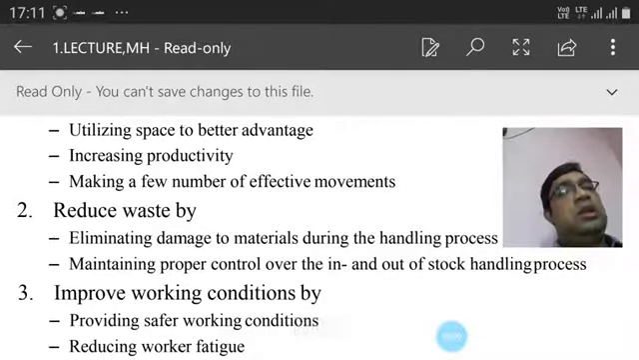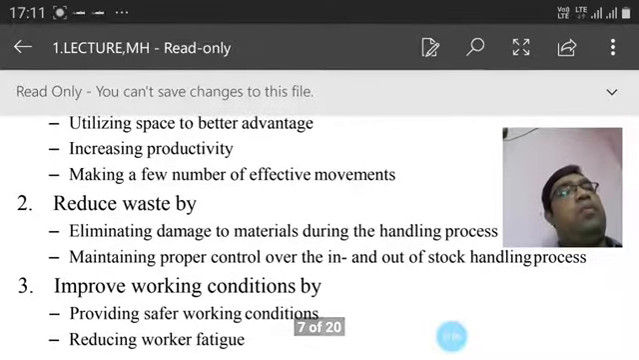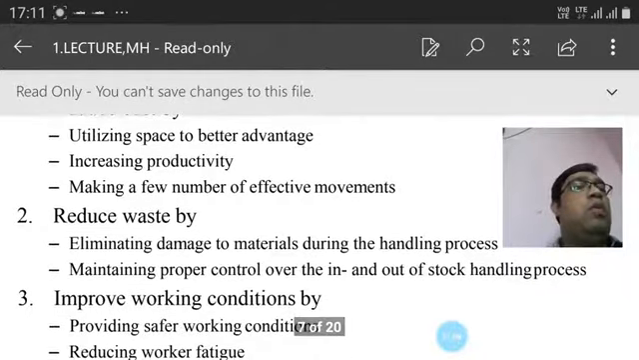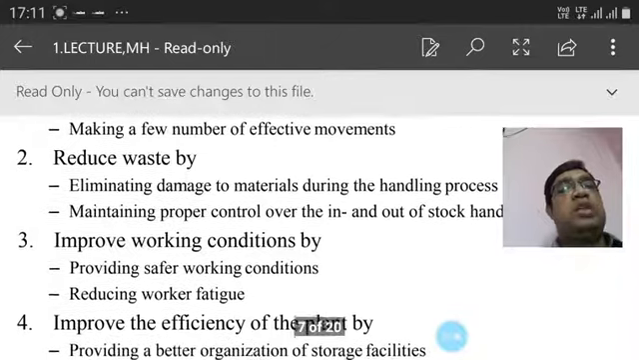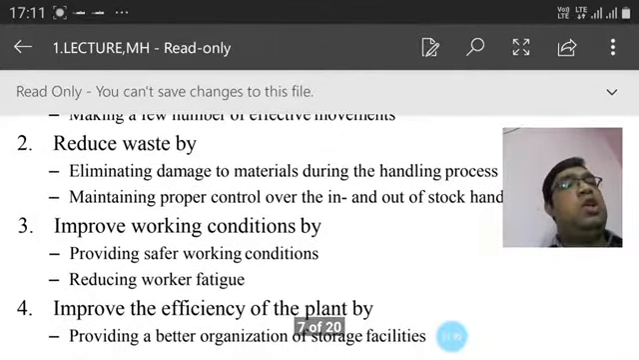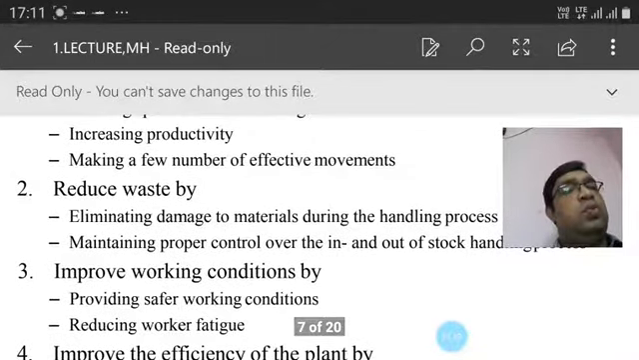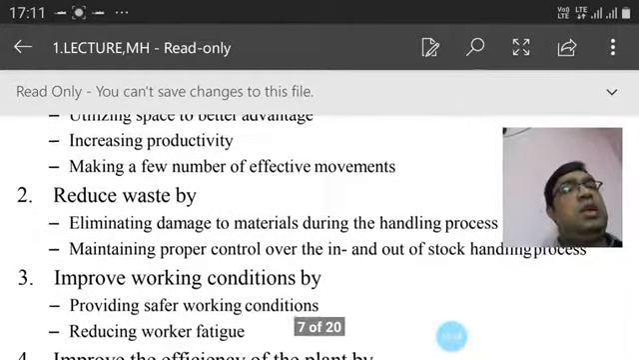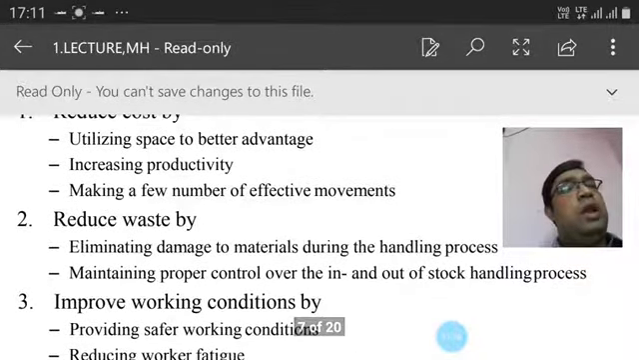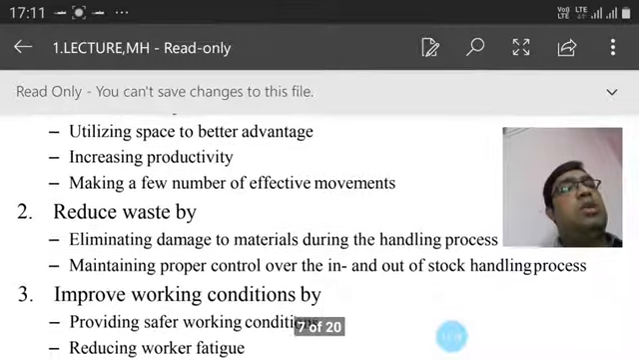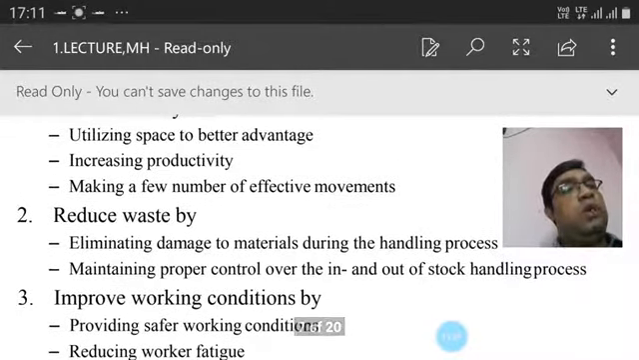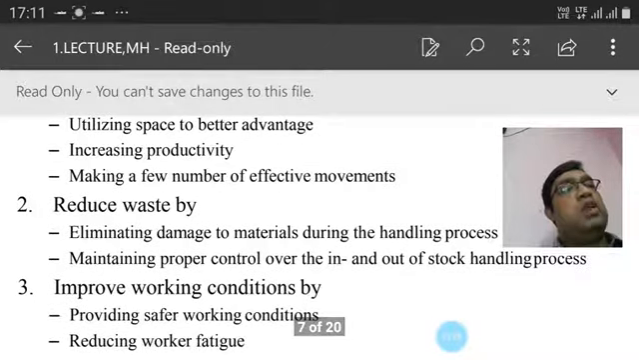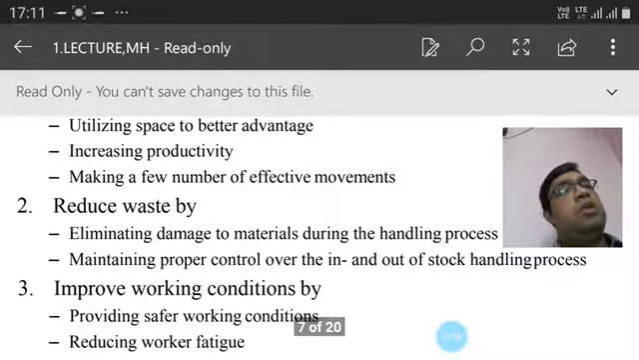For this, you have to make a few effective movements, not a large number of movements. Reduce waste by transferring with a good materials handling system. If there are fewer intermediate storage systems, then waste is reduced, because with more storage, the maximum amount of material will be wasted.